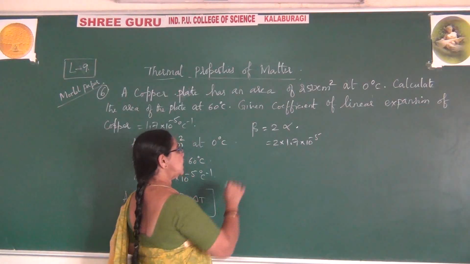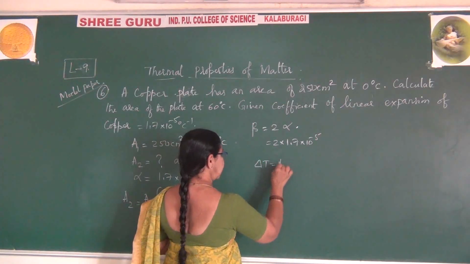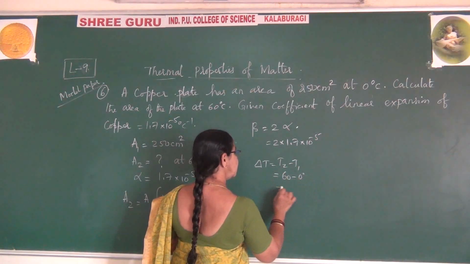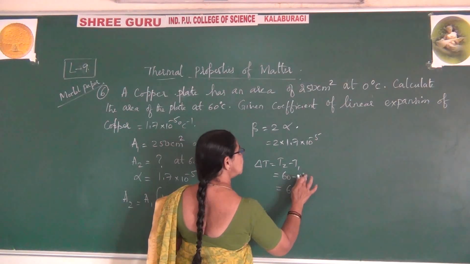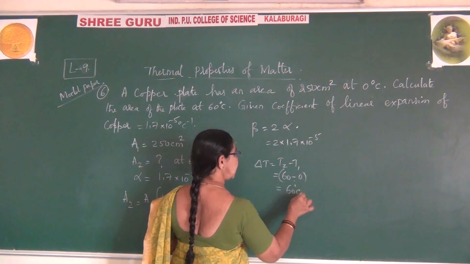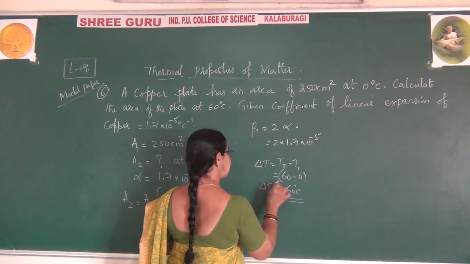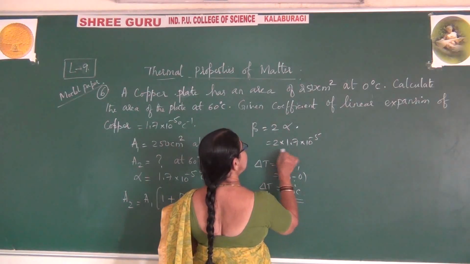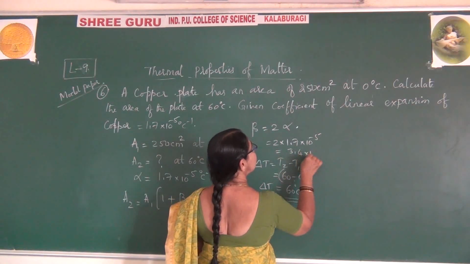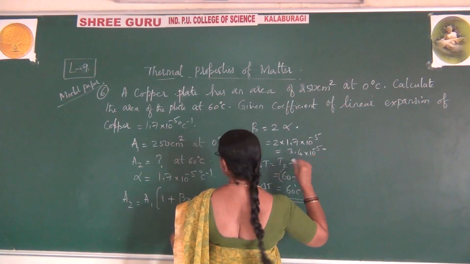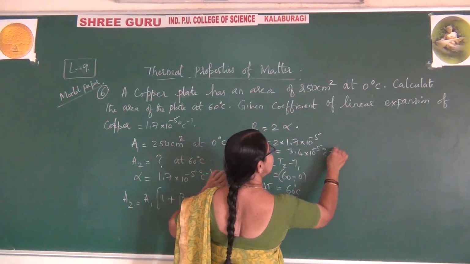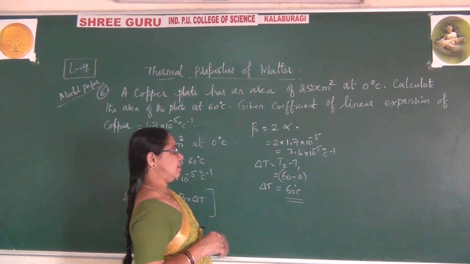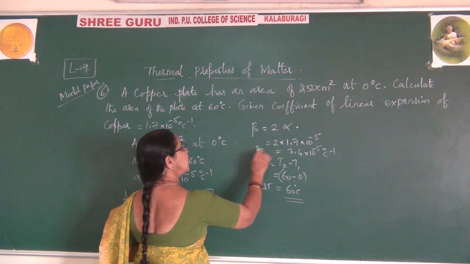What is delta T? Delta T is equal to T2 minus T1. What is T2? 60 minus 0 degree. So you get 60 degree centigrade. So 60 minus 0. Right? You get 60 degree centigrade. This is delta T. And 2 into 1.7 means it is 3.4, nothing but 3.4 into 10 raised to minus 5 per degree centigrade. So this is how we are calculating. This is for beta. Now you got the answer for beta and delta T.